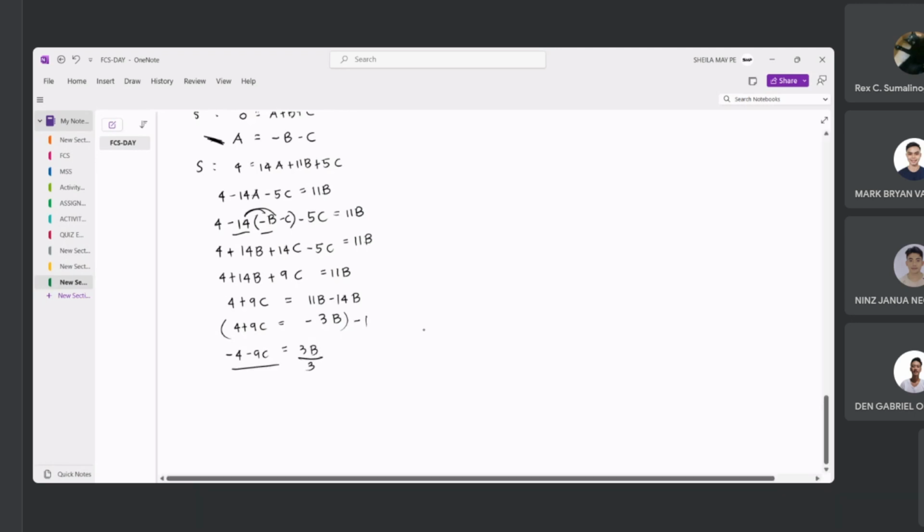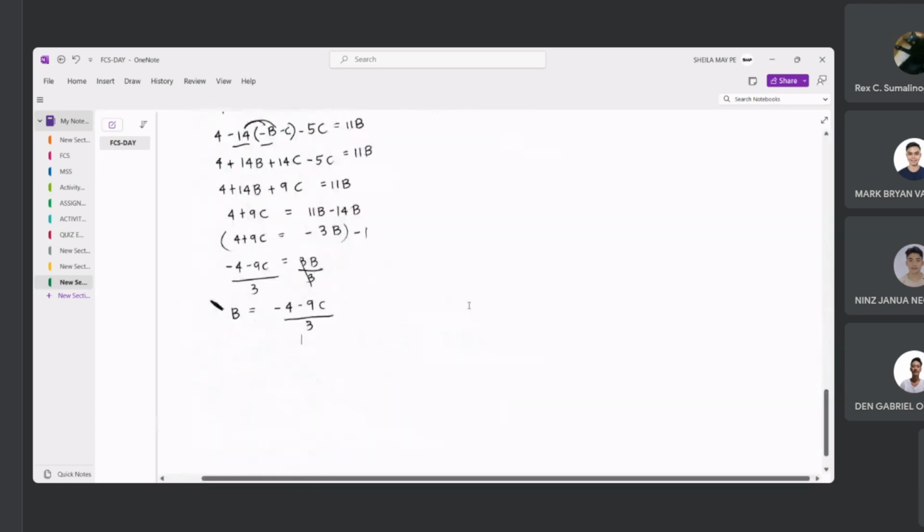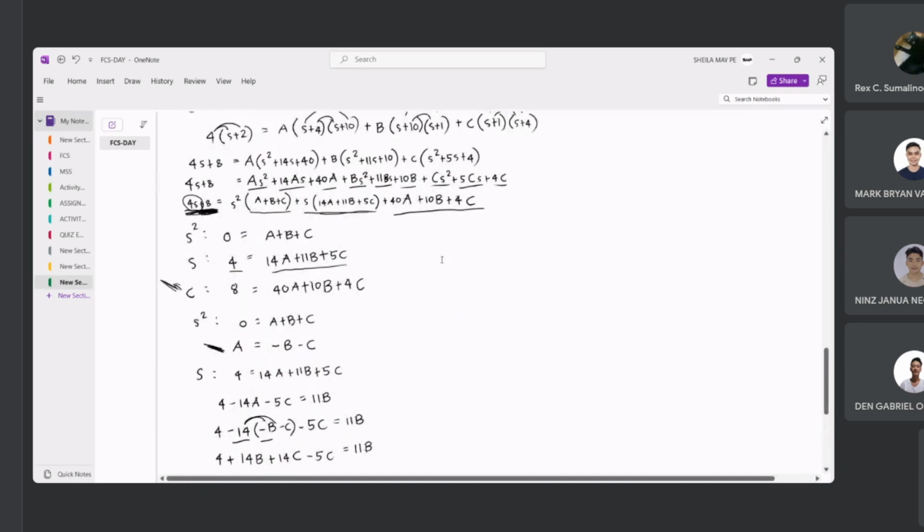Divide both sides by 3. So we have B. Okay, this variable should be positive. So we have negative 4 minus 9C over 3. Okay, we have already our B in terms of C. Now, the remaining equation that we haven't manipulated is the constant. Okay? Are you following, class? The constant is what we haven't manipulated.